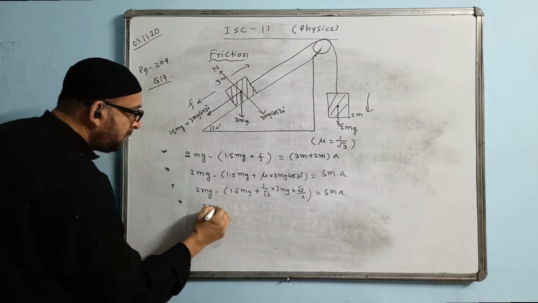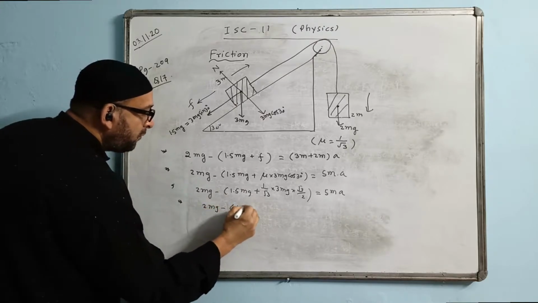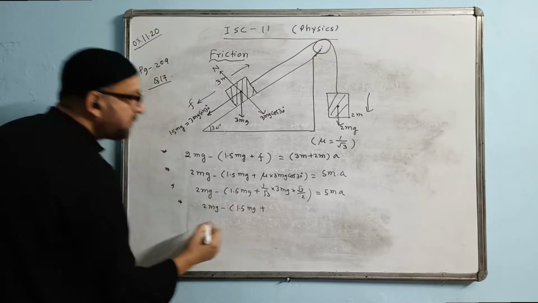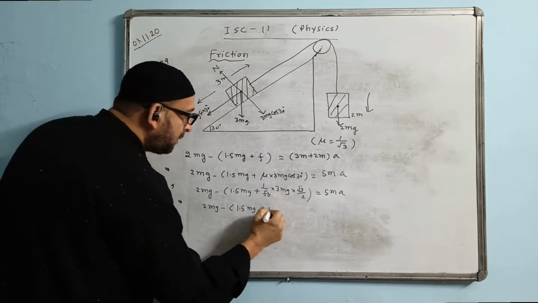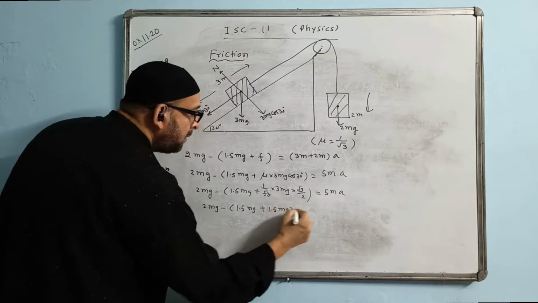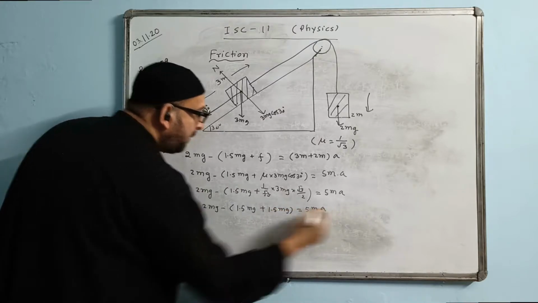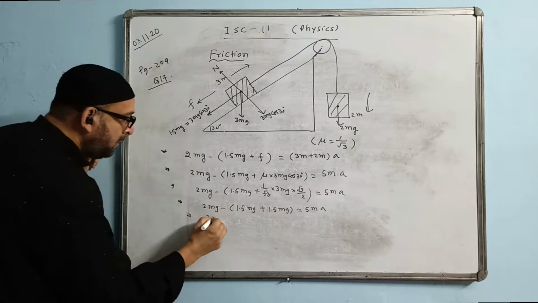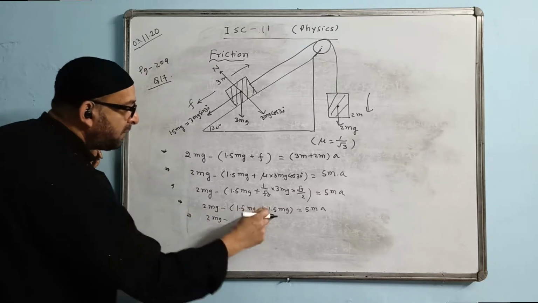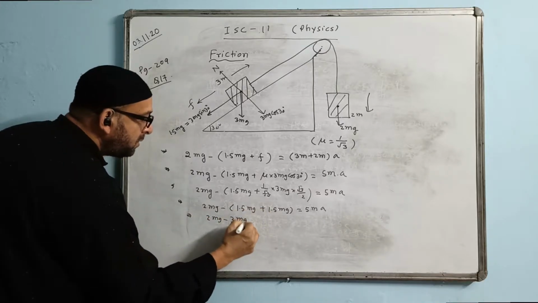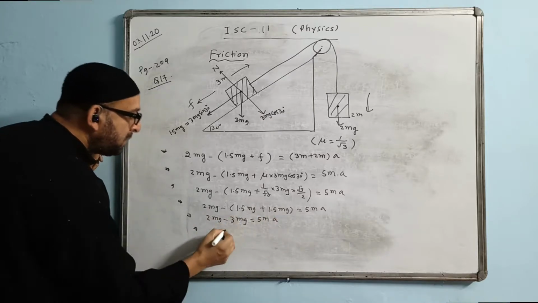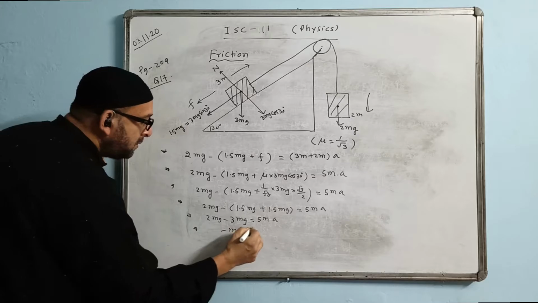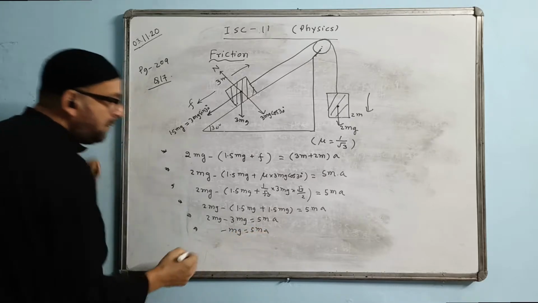This is 2 mg minus 1.5 mg plus root 3 will go. 3 by 2 will come another 1.5 mg. 5 ma. 2 mg, 1.5 plus 1.5 become 3. So 3 mg is equal to 5 ma. 2 mg minus answer is coming minus mg is equal to 5 ma.